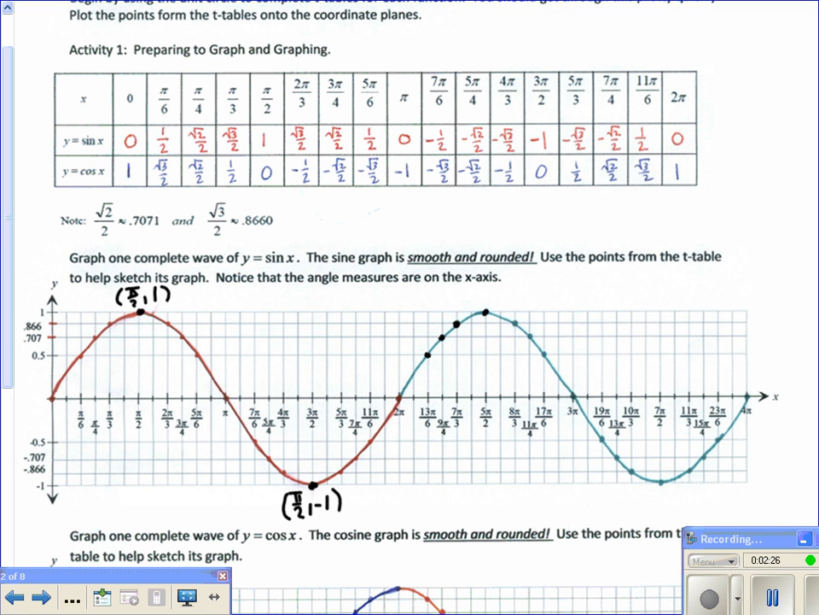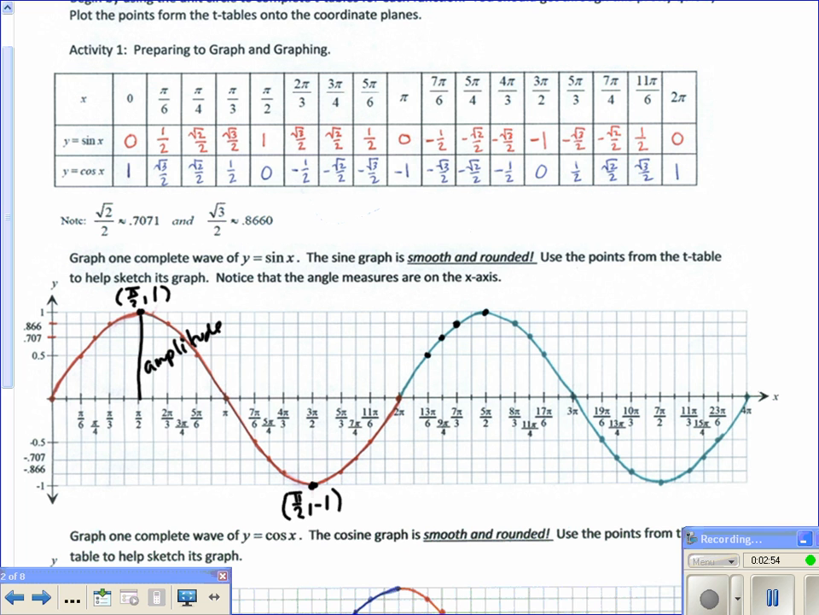Another thing that we will be talking about is what's called the amplitude of these graphs, and the amplitude is half the distance between the maximum and minimum values. So half the distance between the maximum and minimum would be 1, because 1 plus 1 is 2, and 2 divided by 2 is 1. So in this case, this right here is what we call an amplitude.